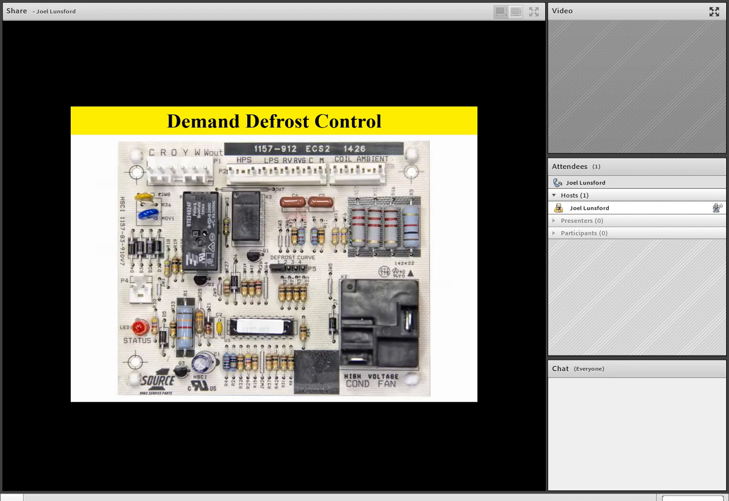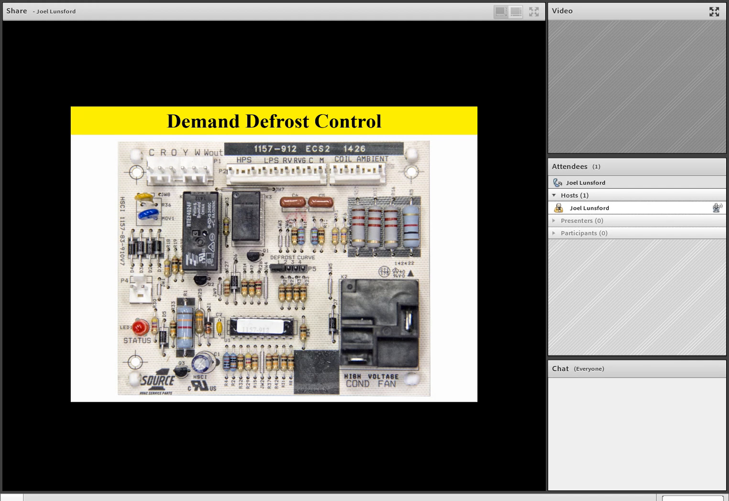So let's take a look at that demand defrost control right now. This is just the standard demand defrost control. So in your workbook or your handouts, find the picture of this demand defrost control, and we're going to encourage you to please follow along as we talk about all of the inputs and all of the outputs.